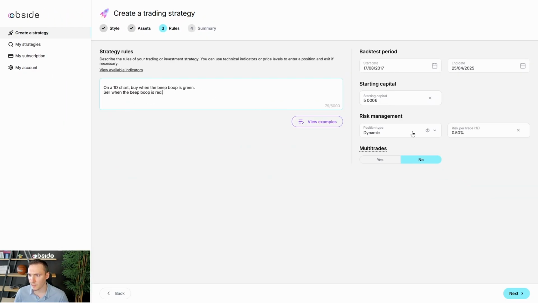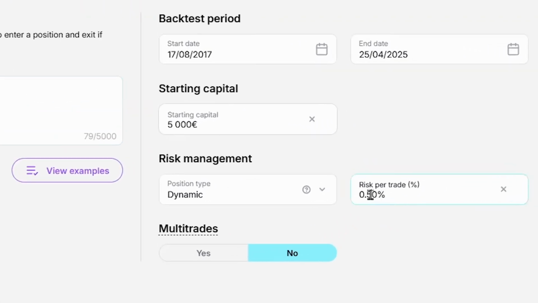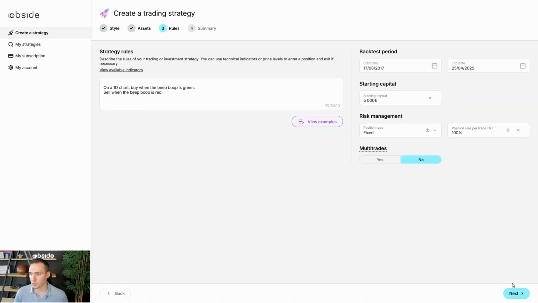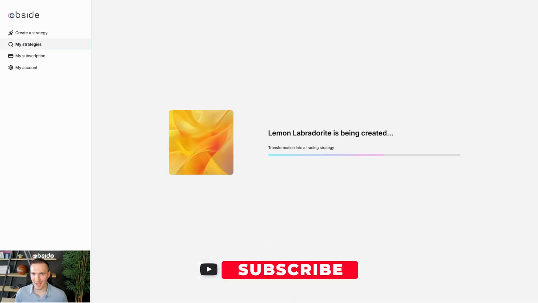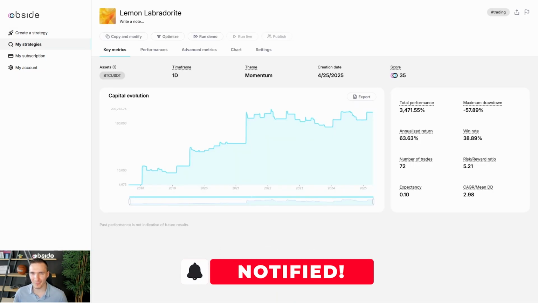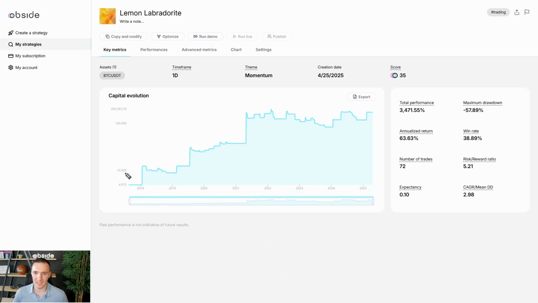We'll also test that over the last 7 years, and we will also go all in with a fixed position size of 100%. I'm launching the backtest and we'll see the results. Okay, verdict? It's obviously much better. The beep boop seems to have ridden trends in a much more meaningful way than the MACD, as we can see the capital grow over time.